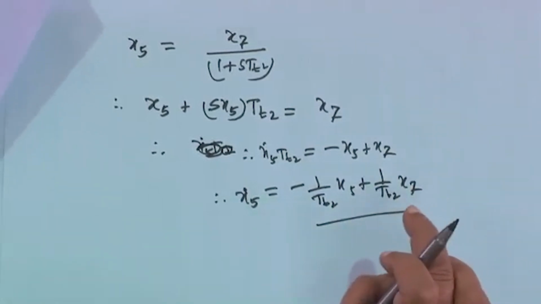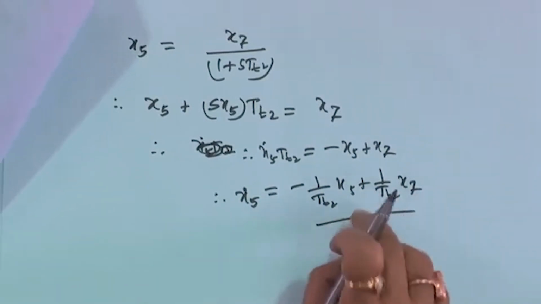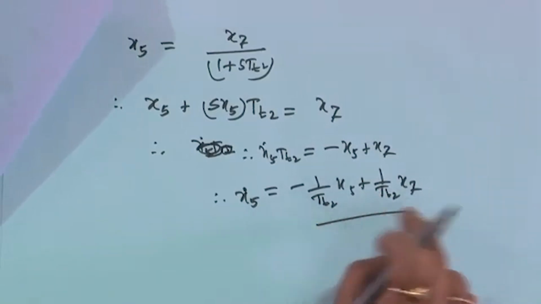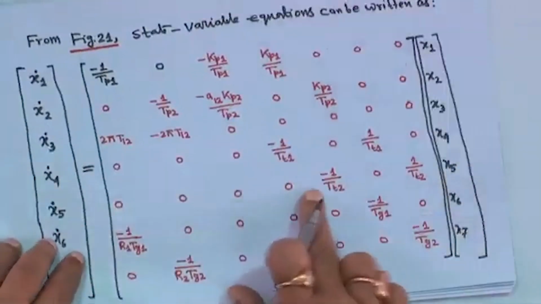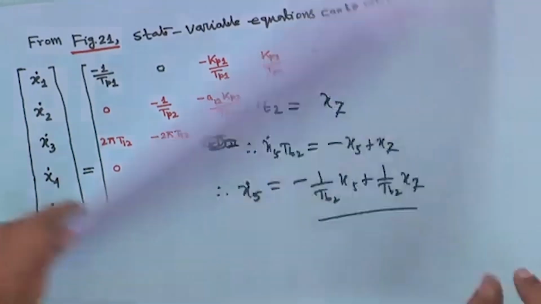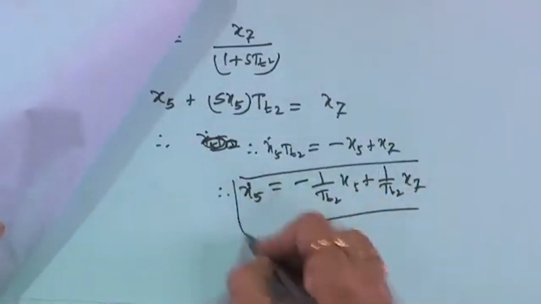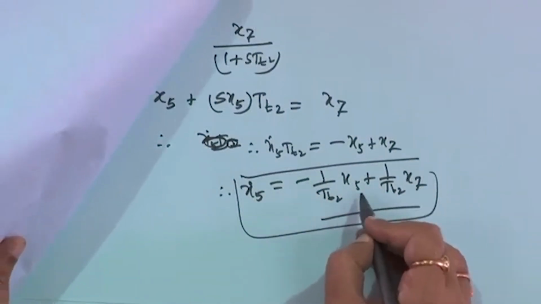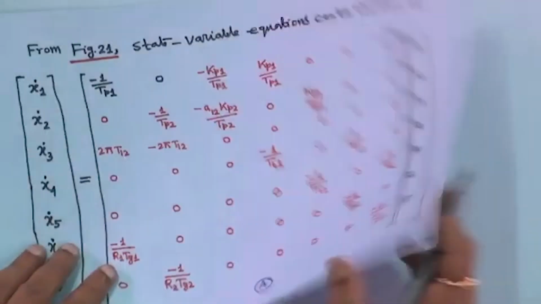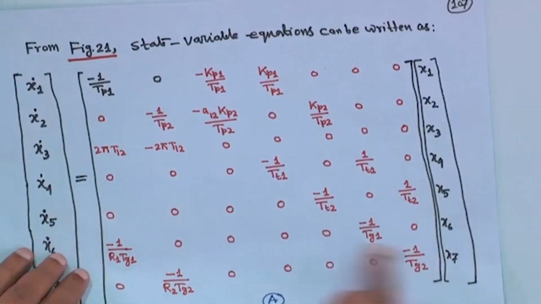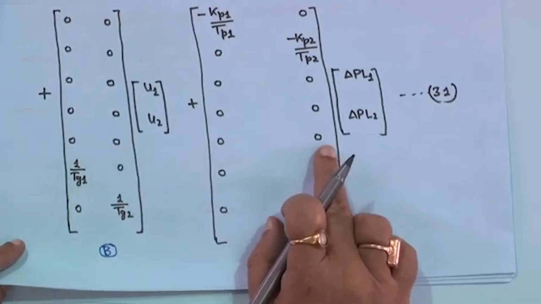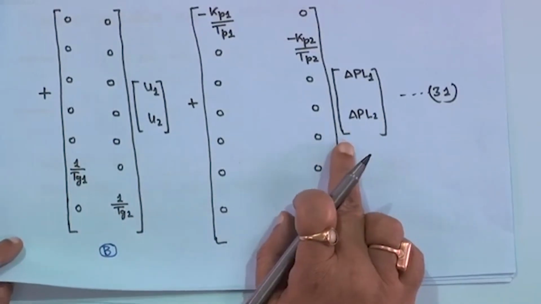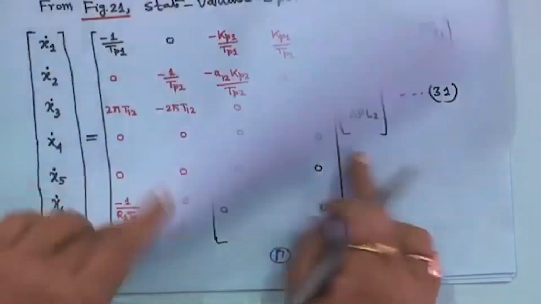So, here also no u, no delta PL is involved, only the A matrix has to be filled up, the fifth element and the seventh one, if you look at the fifth row. First 4 are 0, it is minus 1 upon T2 for x5, sixth element is 0, then 1 upon T2 for x7. This is your fifth row, and here it is 0 0 because no u is involved, and here also it is 0 0 because no disturbance is involved, right. So, this is your x5.